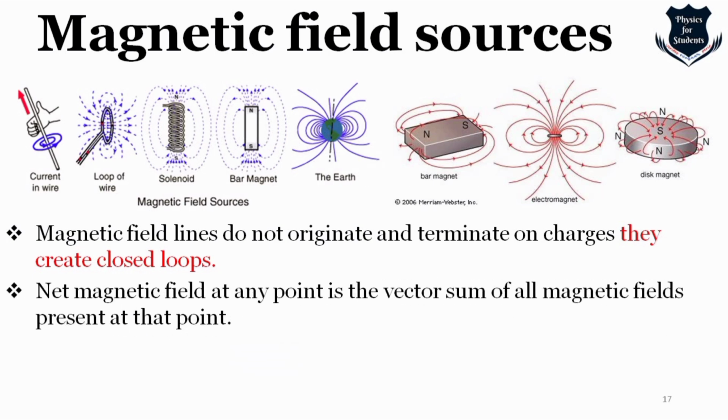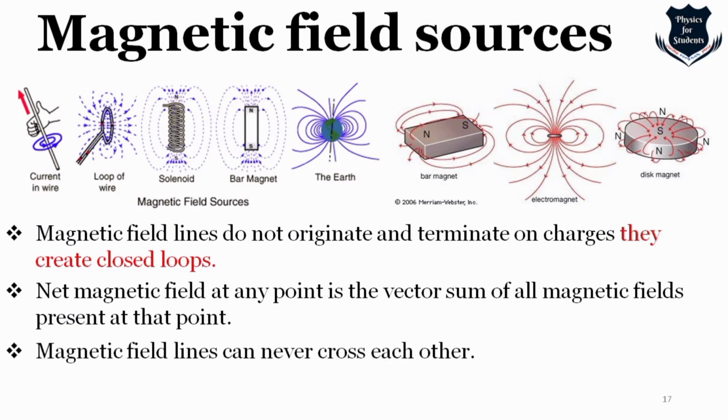The second one is that the magnetic field lines that appear to originate on the north pole and terminate on the south pole of a magnet actually make a loop, right? The net magnetic field at any point is the vector sum of all magnetic fields at that point. So if you want to calculate the magnetic field at any point on an object, it is a sum of all the magnetic fields that are present.